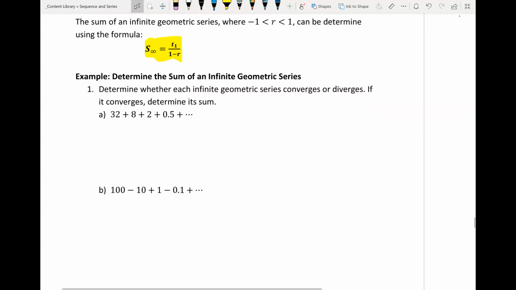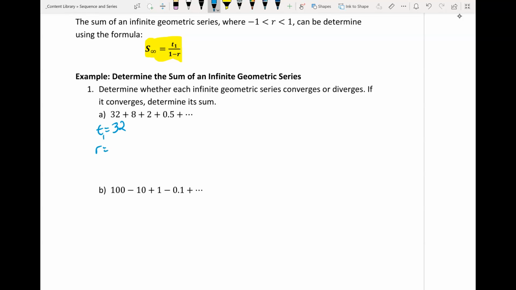So we're going to find the sum of an infinite geometric series. When we do that, we have to decide if it converges or diverges. And if it converges, then we can find a sum. So what we're going to do over here, we need to find what r is. We know what t1 is. T1 is 32.